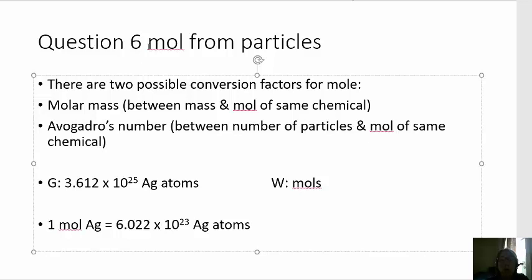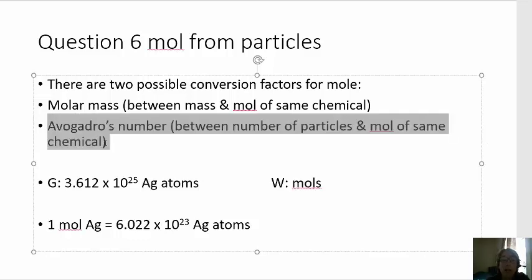When we're looking at moles, there are two possible conversion factors. Molar mass, when we're converting between mass and moles of the same chemical, and Avogadro's number, when we're converting between number of particles, such as atoms or molecules, and moles of the same chemical. Here we're given silver atoms. That's not a mass, that's a number of actual particles, and we want moles. So once we identify whether we're converting between moles and mass or between number of particles and moles, then we'll know which conversion factor to use.